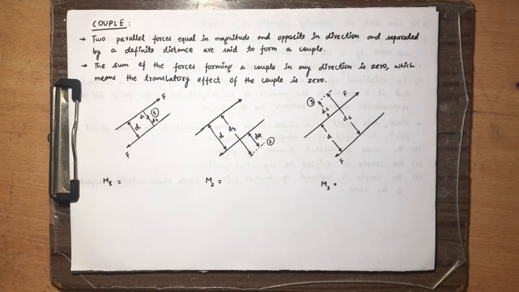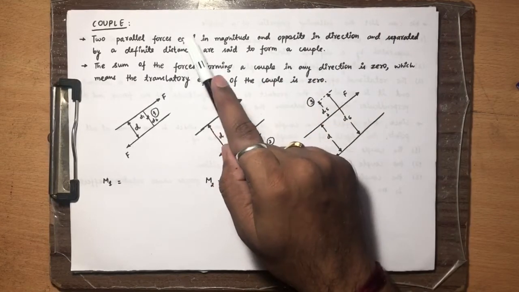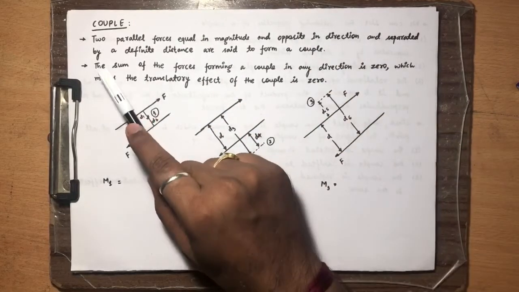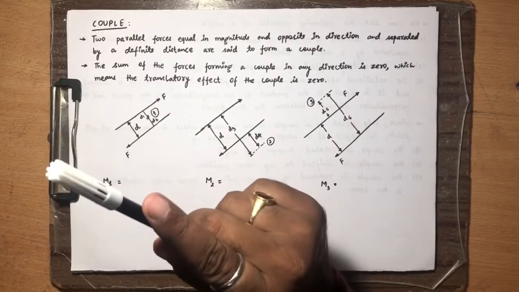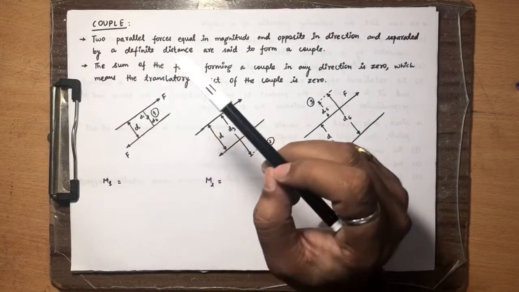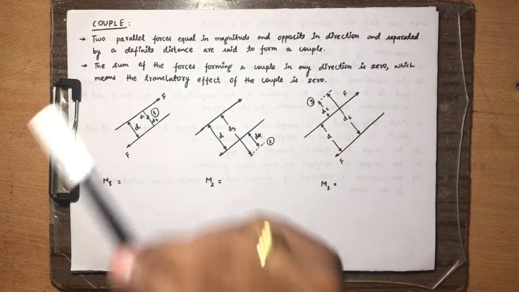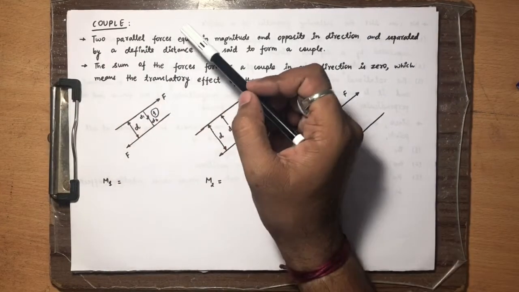So what are the conditions? Magnitude should be equal, direction should be opposite, and separated by a definite distance. The distance between them should be definite. It should not change. If they are parallel, the distance is not going to change.